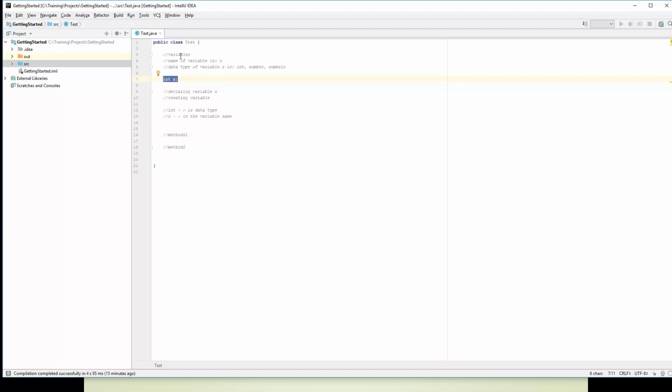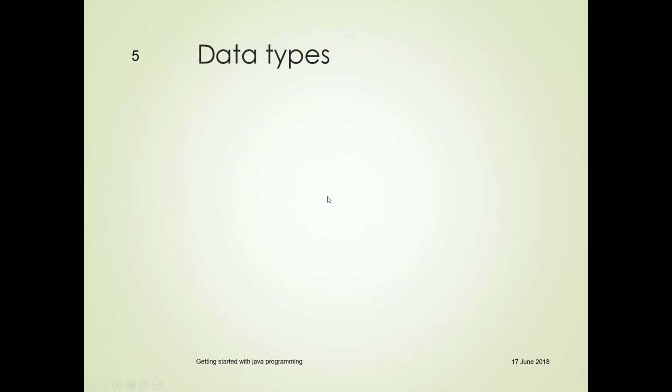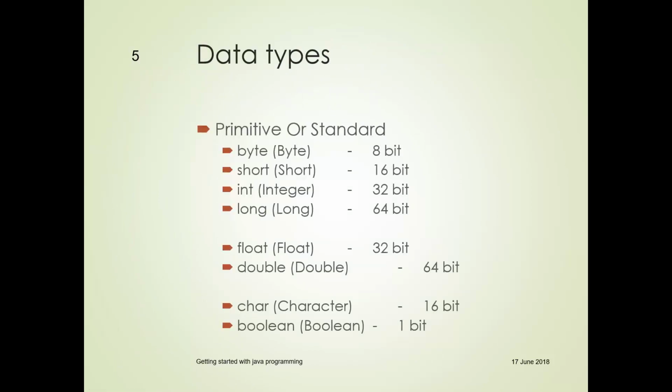So in a class, our variables are there. In a class, methods will be there. Now let's understand what the variables' data types can be. There are so many types of variables also. In the data types, there are two major kinds we have in Java. One, we call primitive or standard data types.